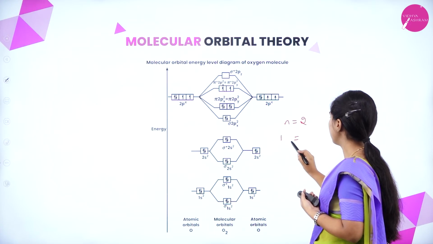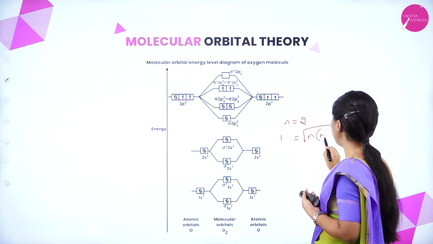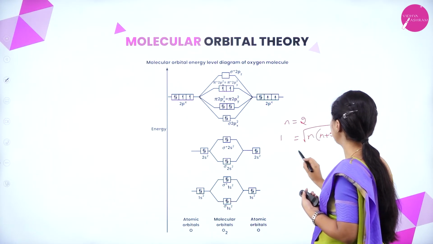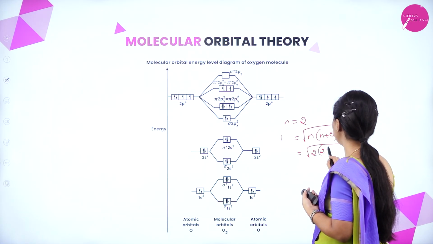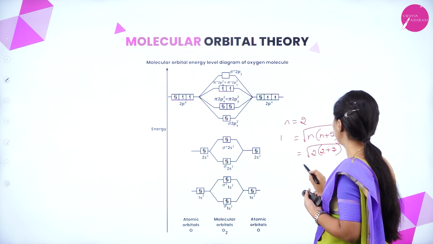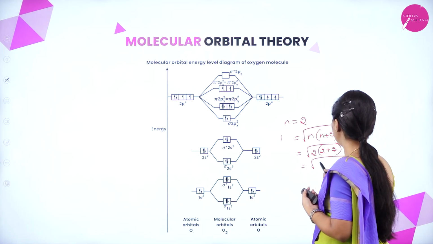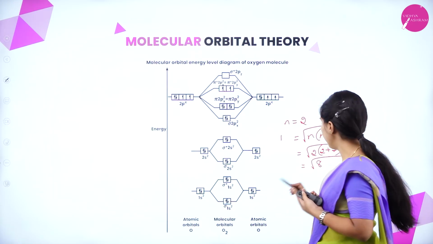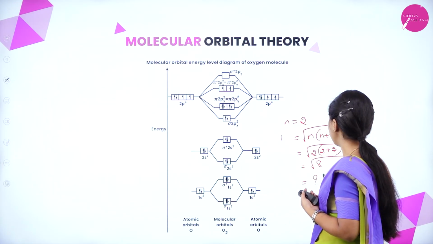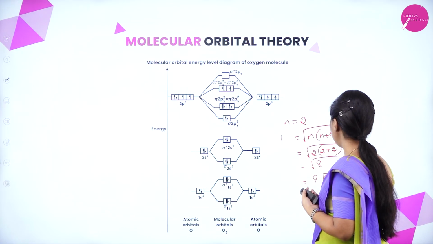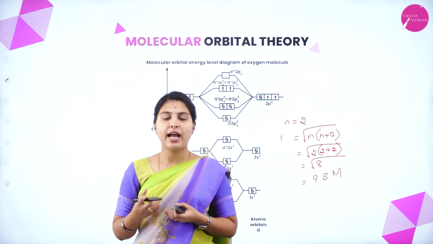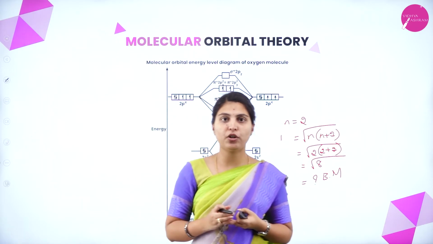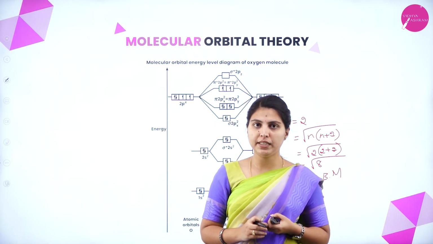Bm, that is n into n plus 2, 2 into 2 plus 2, 4 2s are 8. Root of 8, whatever the result, that much of Bohr magneton will be present. This is about the overall energy level diagrams and all the concept of molecular orbital theory.